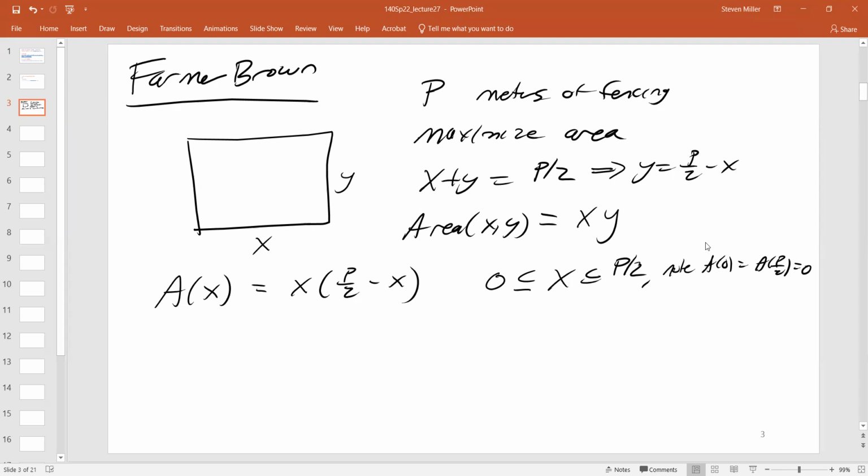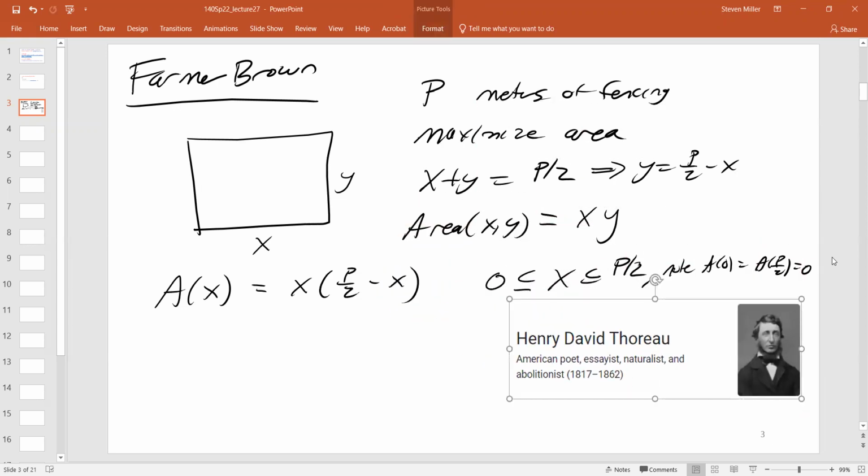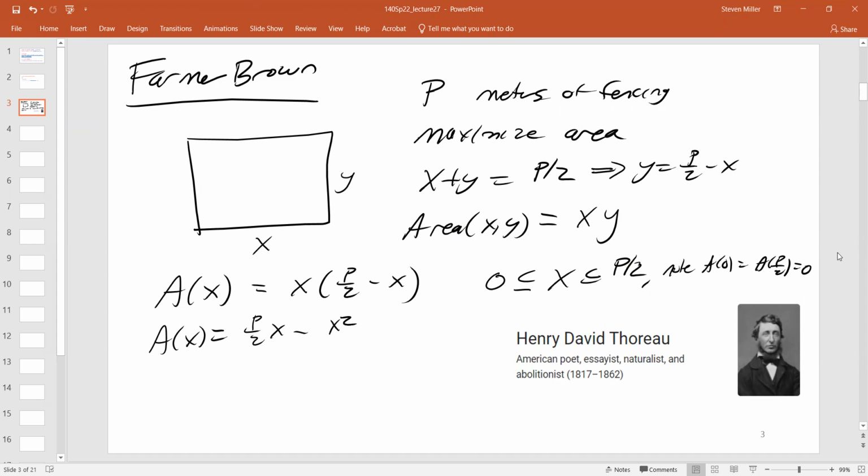Yes. Who is our favorite New England transcendentalist writer? The great Henry David Thoreau. Simplify. Write this as p halves x minus x squared. A prime of x is going to be p halves minus 2x, and A double prime of x is going to just be minus 2.